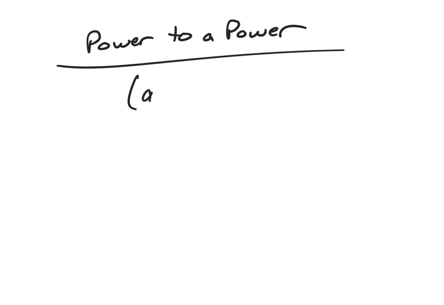Power to a power is a to the m raised to the n. So we have a power, an exponent, raised to another power, another exponent. Way back when I was in high school, I remember my teacher said, "POP me." Power over a power, you multiply the exponents. So she would say, "POP me," right?